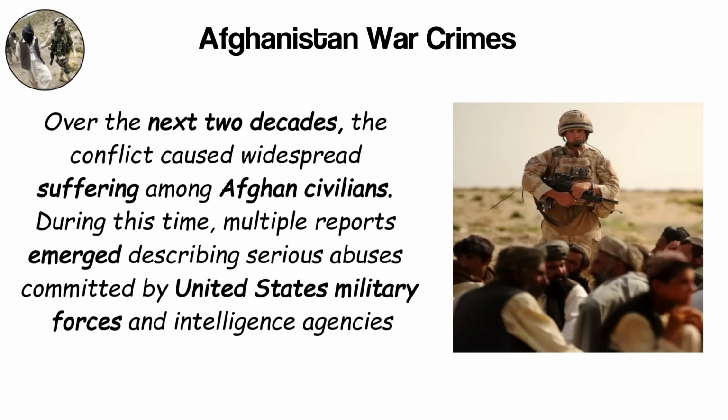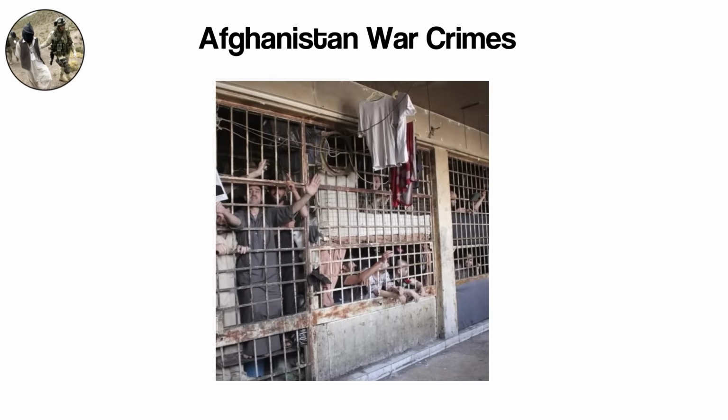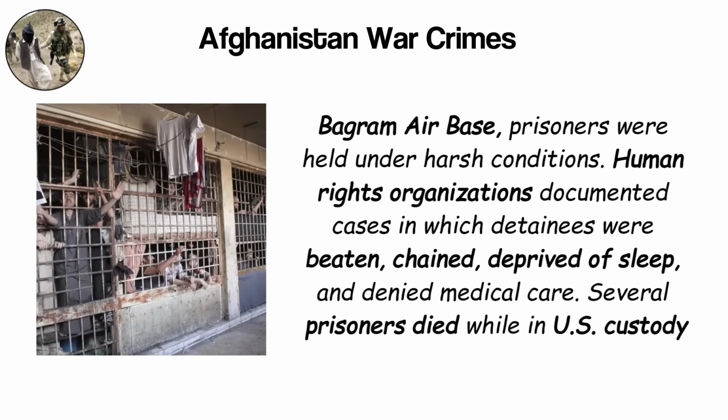During this time, multiple reports emerged describing serious abuses committed by United States military forces and intelligence agencies. One major area of concern was the treatment of detainees. At detention centers, such as Bagram Air Base, prisoners were held under harsh conditions. Human rights organizations documented cases in which detainees were beaten and chained, deprived of sleep, and denied medical care. Several prisoners died while in United States custody.